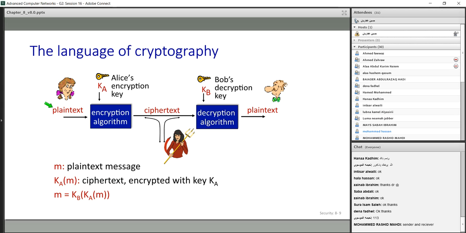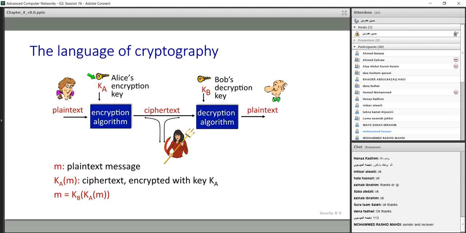Alice and Bob try to send their messages to the other side. Their messages are in plain text. It means that their messages are not secured, not encrypted. Plain text is a text without encryption. Okay?